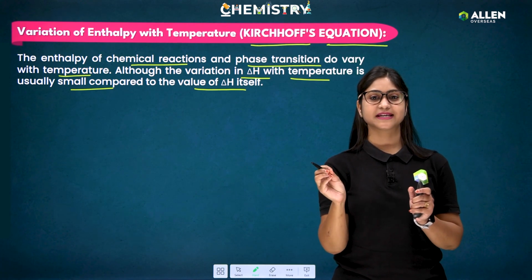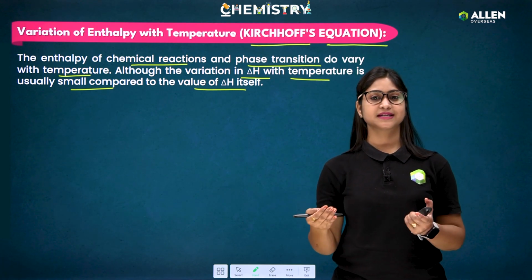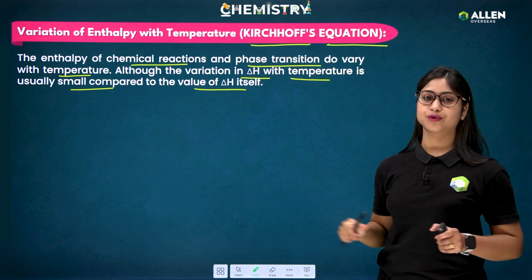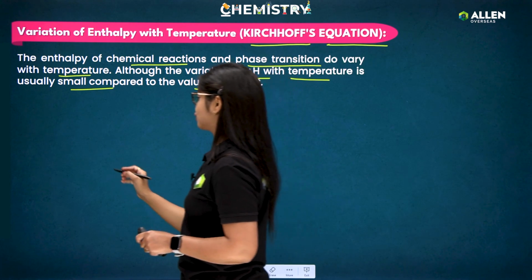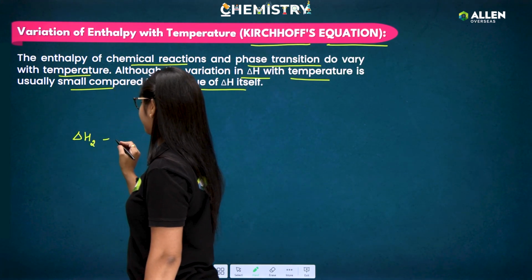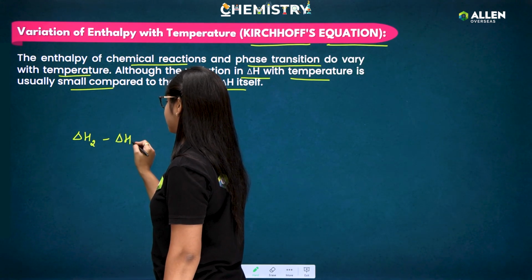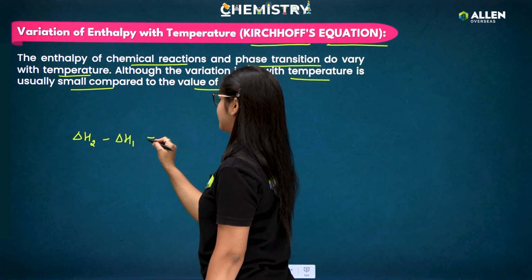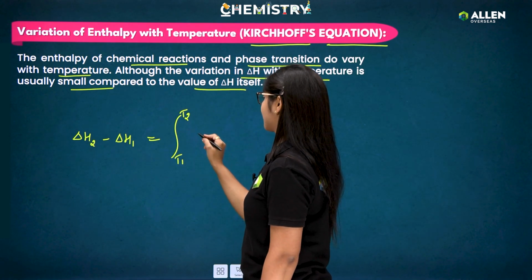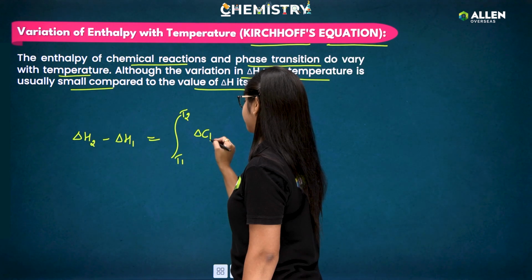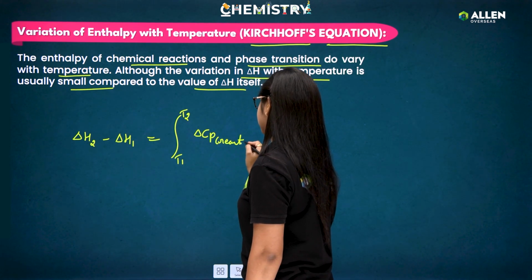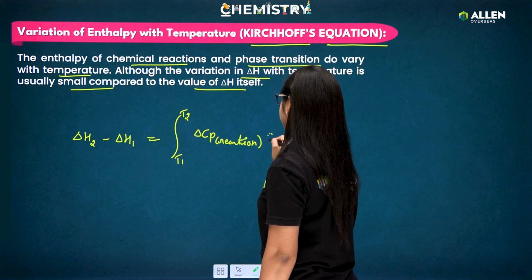The change that is taking place is a small value, but still some change will be taking place, and we can find that out by using this equation, Kirchhoff's equation. So basically, what is this Kirchhoff's equation? It is delta H2 minus delta H1 equal to the integral from T1 to T2 of delta Cp of the reaction dT.